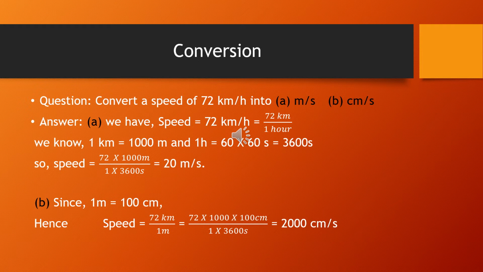So we will simply multiply them with this 72 km per hour and we shall receive 20 meter per second as the first answer. Now, because 1 meter is equal to 100 centimeters, we have to additionally multiply it with 100 to receive our answer in centimeter per second.